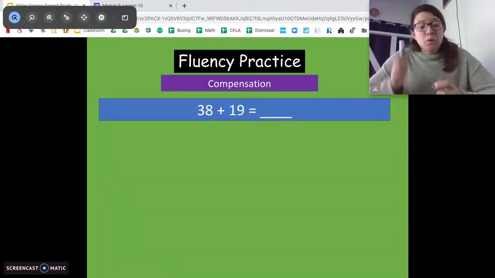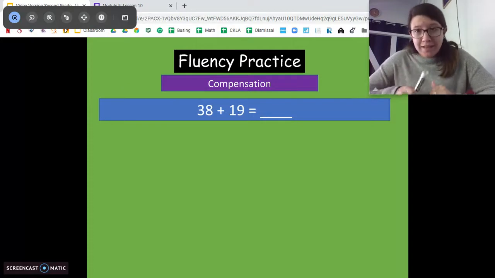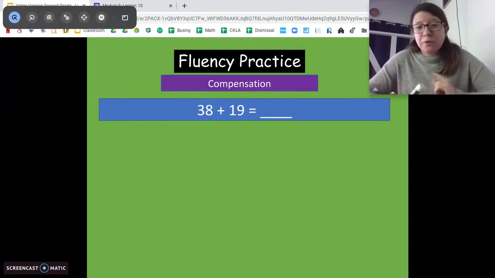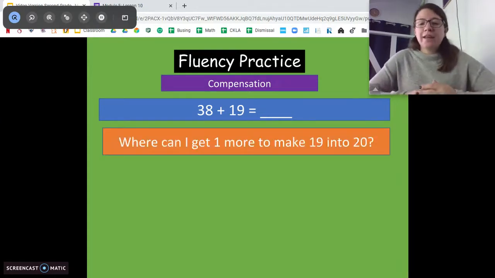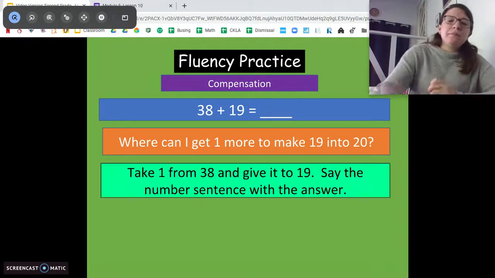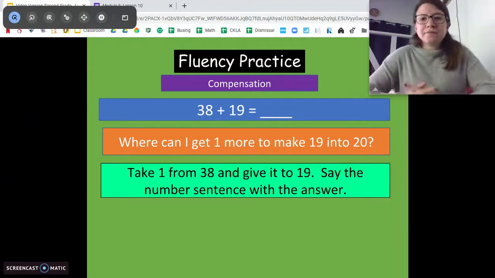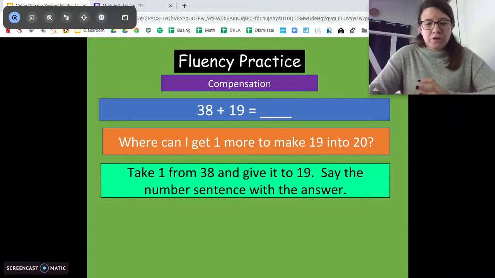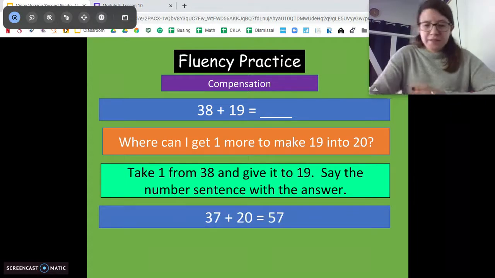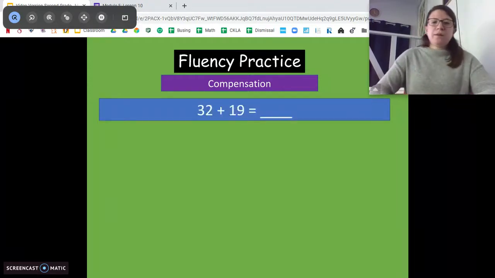38 plus 19. Which one is closer to its next 10? Not which one is bigger, which one is closer to its next 10? The 19, right? So where are we going to get that 1 from to make 19 into 20? Yeah, from 38. Good. All right, tell me that new number sentence. Good. 37 plus 20 is 57. Awesome. Let's do another one.